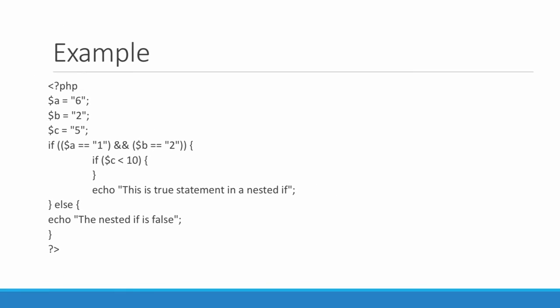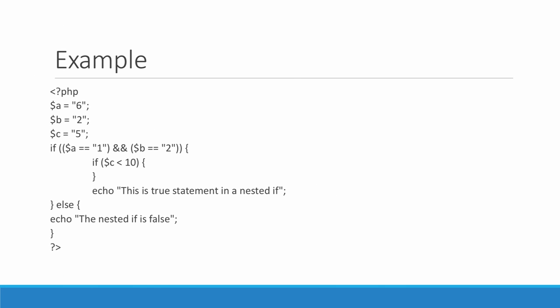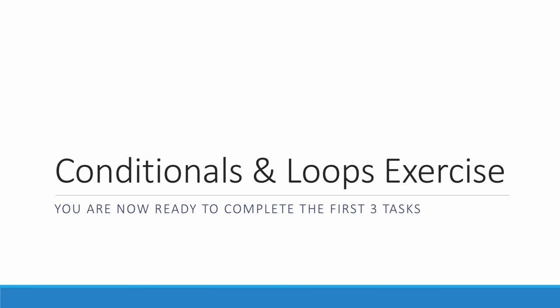So that's the nested if, and they can get quite complicated, and it's usually best to not so much avoid, but keep them only nested in like a level. Don't keep nesting within nesting, because then that just gets really complicated in the logic. So something like this would be fine, and we are going to be looking at something like this in one of our exercises for this week. But with that, you are now ready to complete the first 3 tasks within the conditionals and loops exercise, and you're ready to go on to the next video, which is loops.